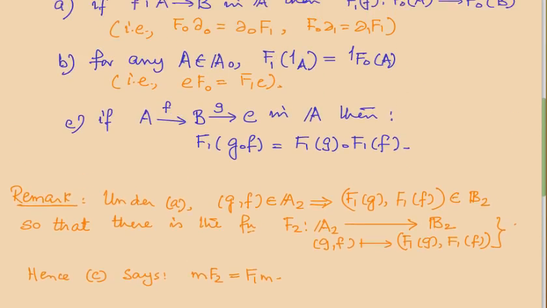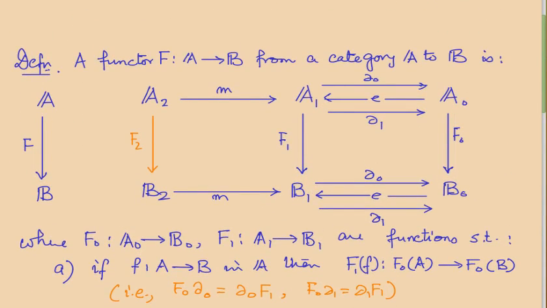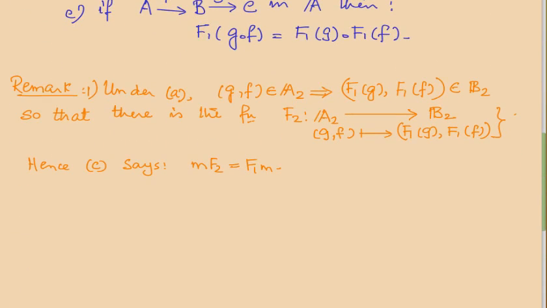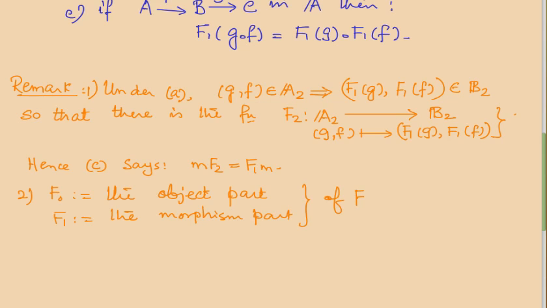Okay, so a functor is a pair of functions. F0 is often said to be the object part of F, and F1 is said to be the morphism part of F. Okay.